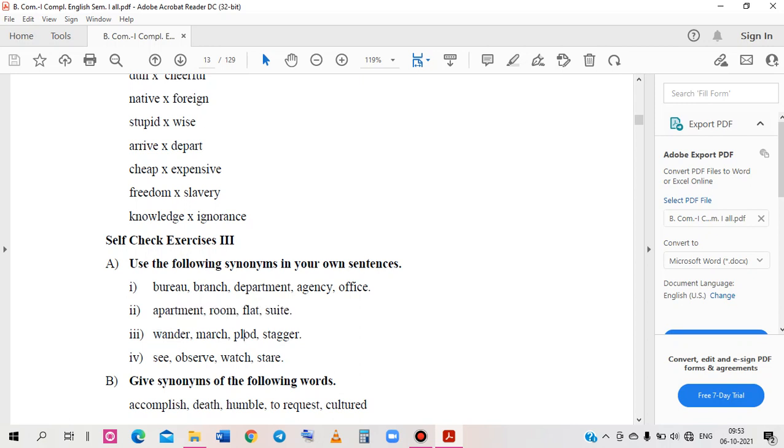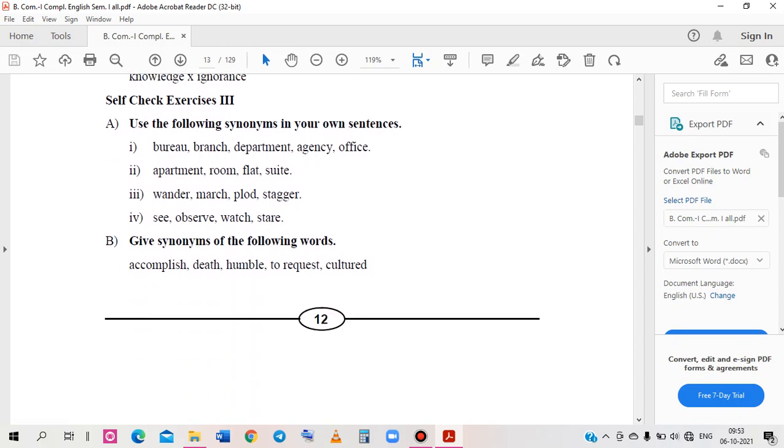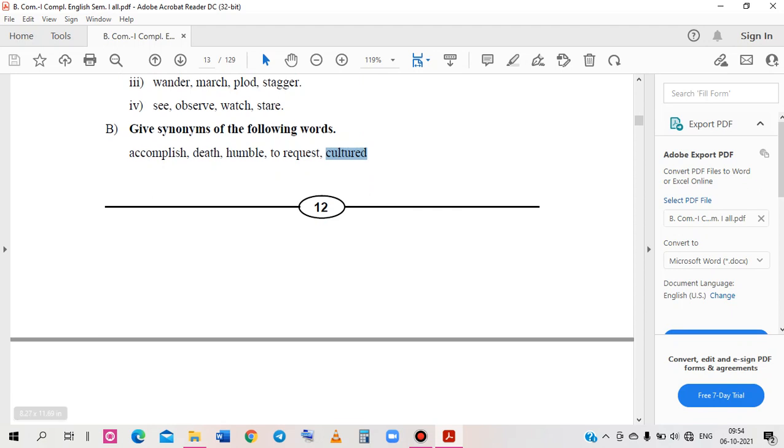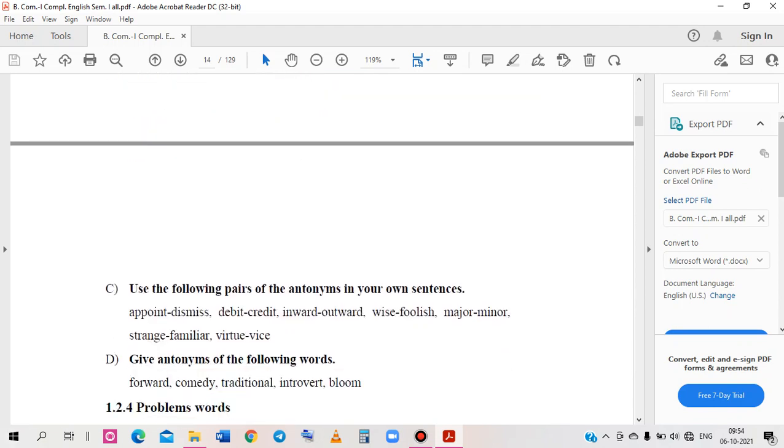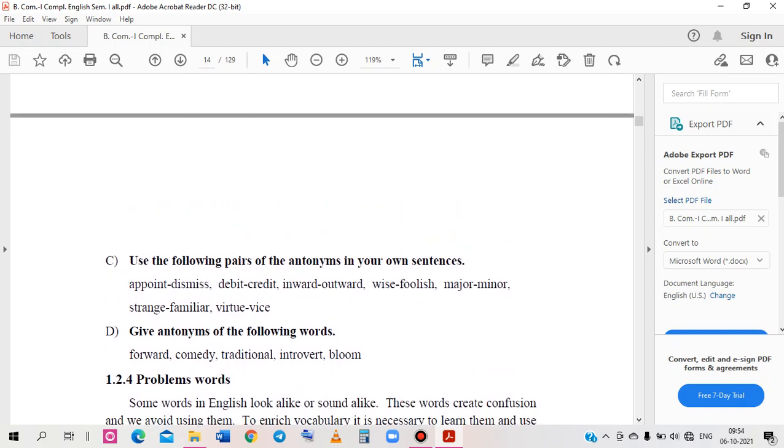Wander, march, plod, stagger. See, observe, watch, stare, look. Also give synonyms of the following words. So you should use some synonyms of these words: cultured, mannered. Then use the following pairs of antonyms in your own sentences: appoint, dismiss, debit, credit, inward, outward, wise, foolish, major, minor, etc. So today I'm stopping here. We will discuss the remaining part tomorrow.